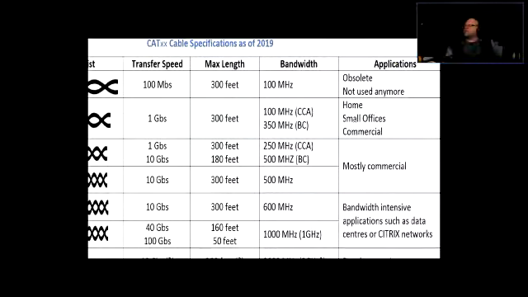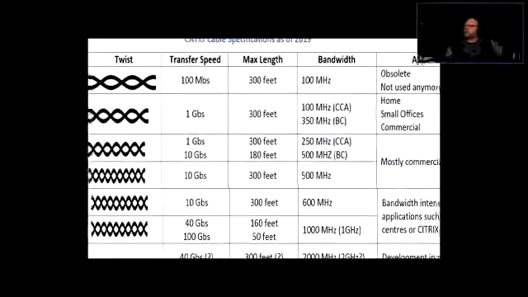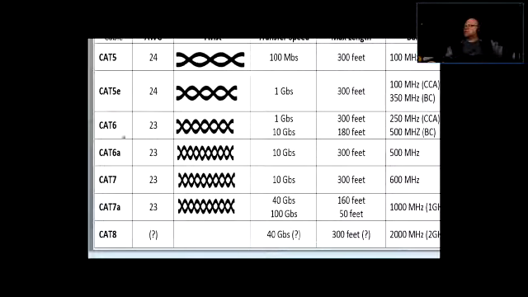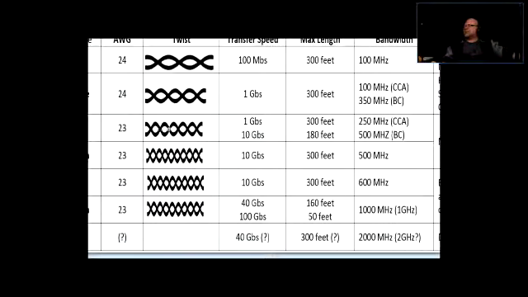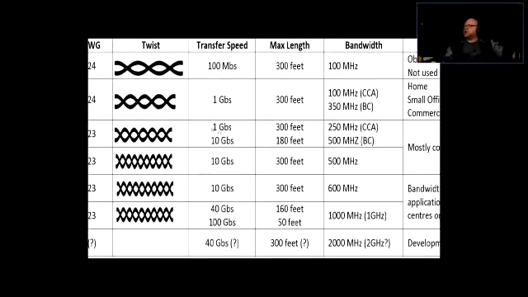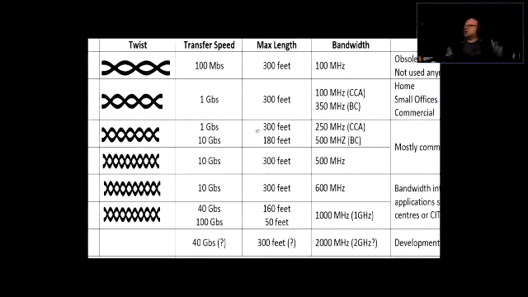The uses: home, small offices, commercial use for data transmission, for network cabling. Okay. Now here we're going to move to Cat6, category 6 cables. Now you see we're using thicker conductors because the gauge goes down from 24 to 23. The twist is tighter. And here's the transfer speed. We're talking about 1 gigabit or 10 gigabits per second, depending on how long the wire is. Right? 1 gigabit per second, up to 300 feet.